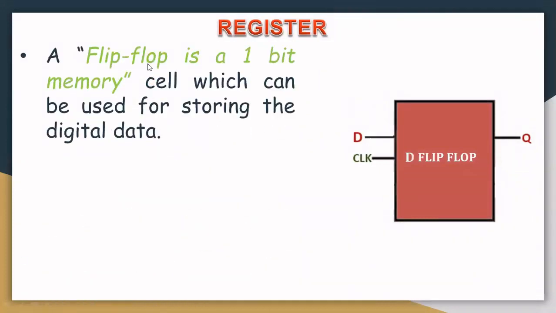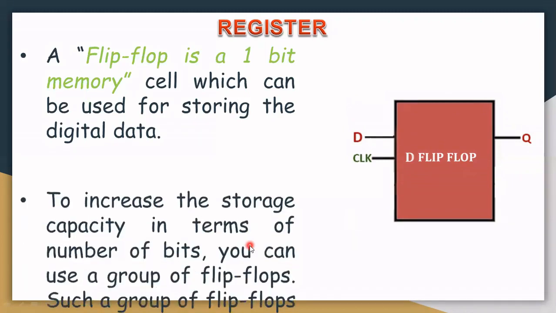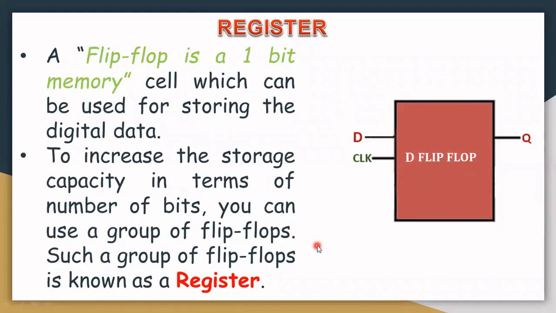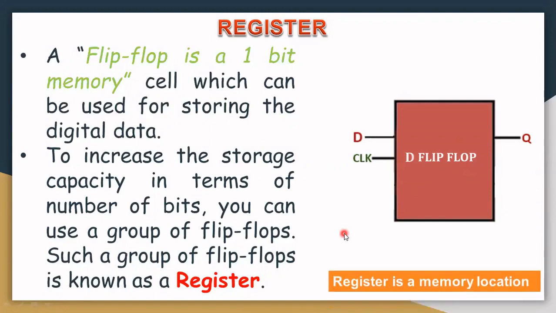As you all know, a flip-flop is a one-bit memory cell which can be used for storing digital data. It can store only a single data, either 0 or 1. So, to increase the storage capacity in terms of number of bits, we can use a group of flip-flops. Such a group of flip-flops is known as a register. So, registers are small memory locations to store digital data, for which we can use D flip-flops.